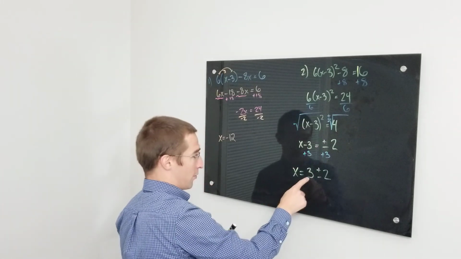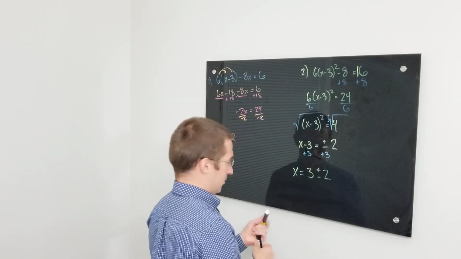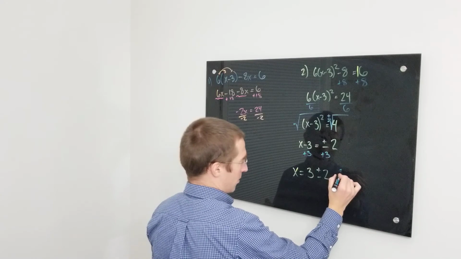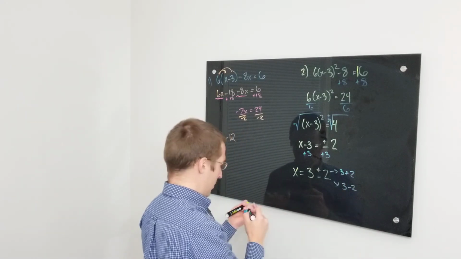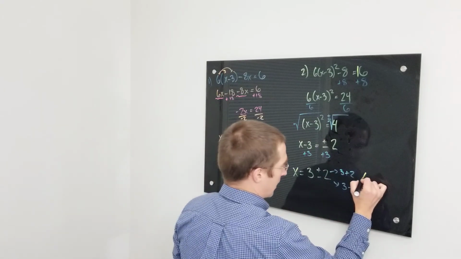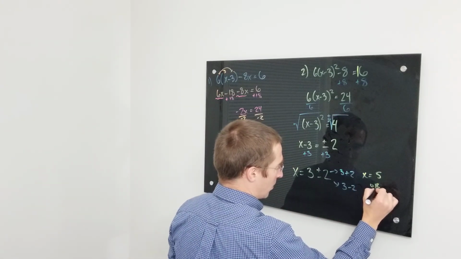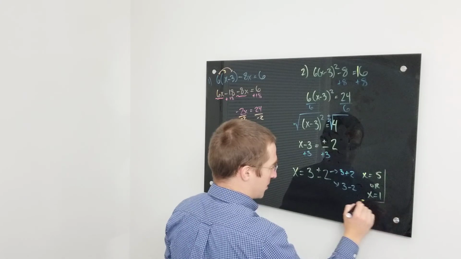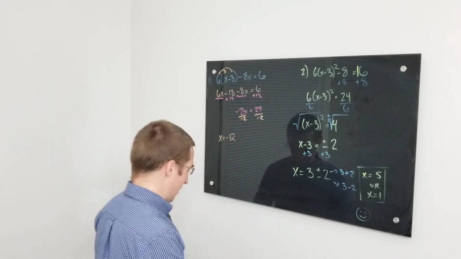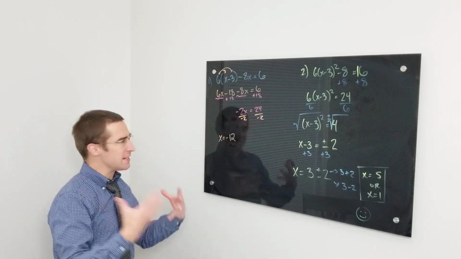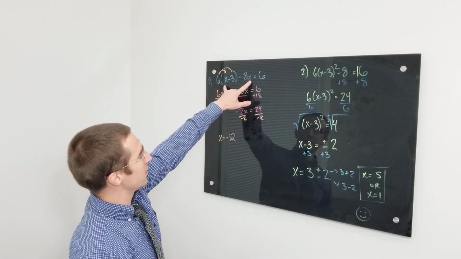So now I'm going to go 3 plus 2, right? So 3 plus 2, 3 minus 2, that's the plus and the minus part. And I get x equals 5 or x equals 1. Those are my 2 answers, and that's it. Boop, boop, boop.